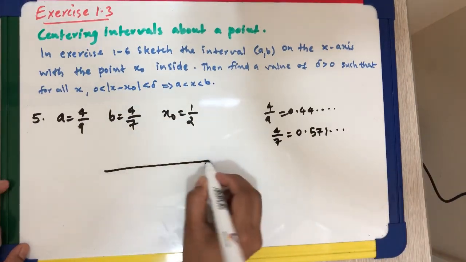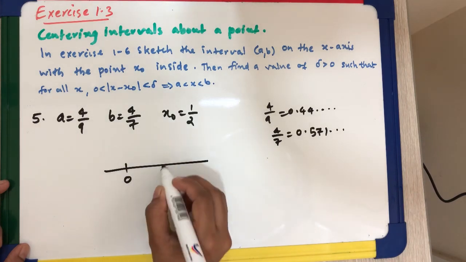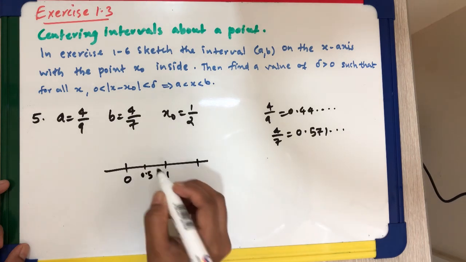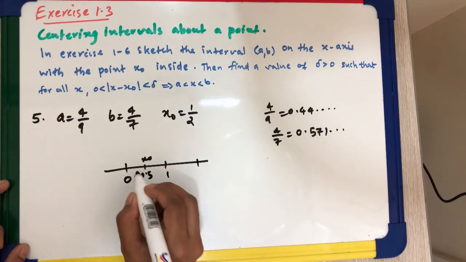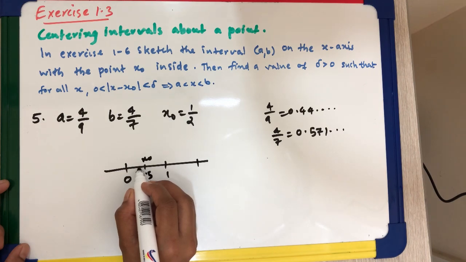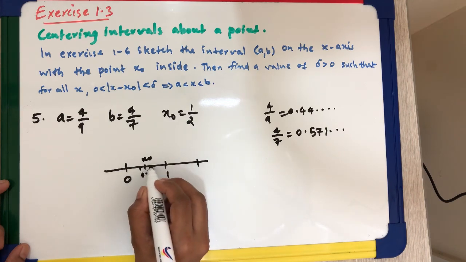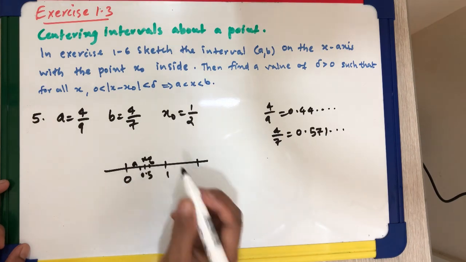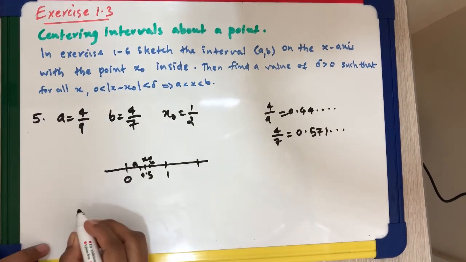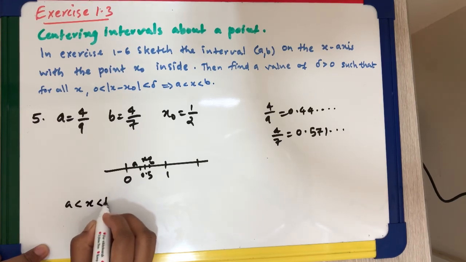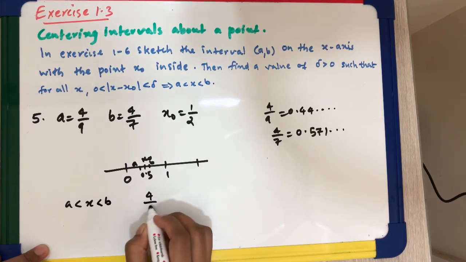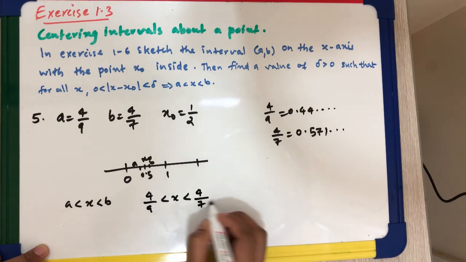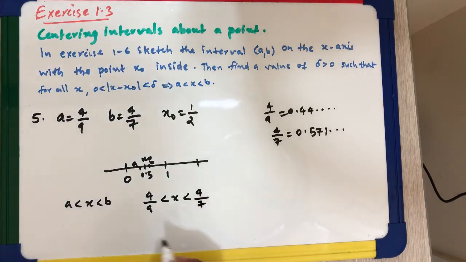And the rough sketches here: 0, 1, 2, etc. Here we have 0.5. This is x naught, and a is 0.444 somewhere here and b is 0.571 somewhere here. A, b. Now to find delta, here a less than x less than b is a equal to 4 by 9 less than x less than 4 by 7.